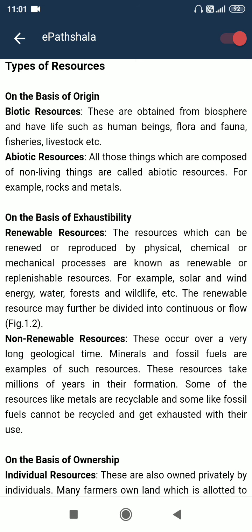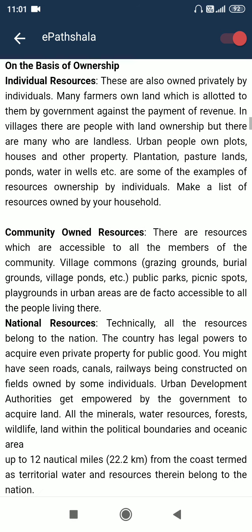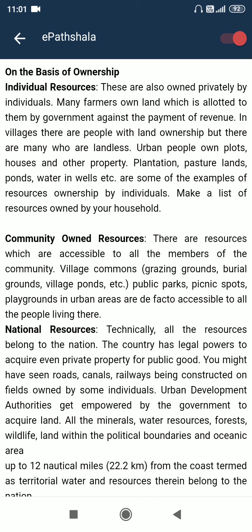their use. On the basis of ownership, individual resources. These are also owned privately by individuals. Many farmers own lands which are allocated to them by the government against the payment of revenue. In villages there are people with land ownership but there are many who are landless. Urban people own plots, houses and other property. Plantations, pasture land, ponds, water in wells, etc. are some of the examples of resource ownership by individuals. Make a list of resources owned by your household.